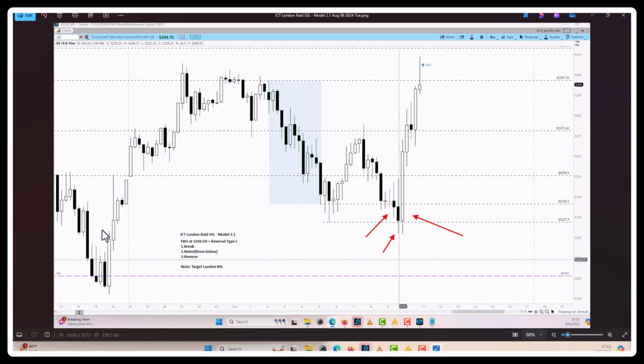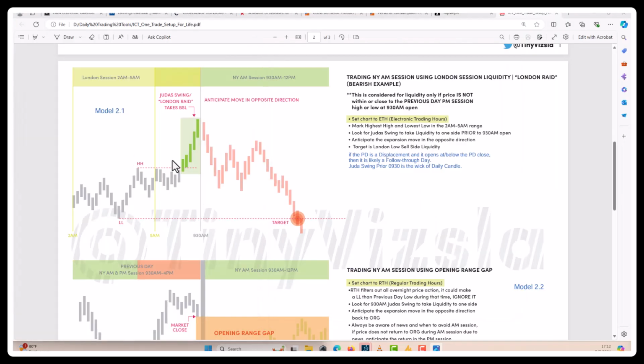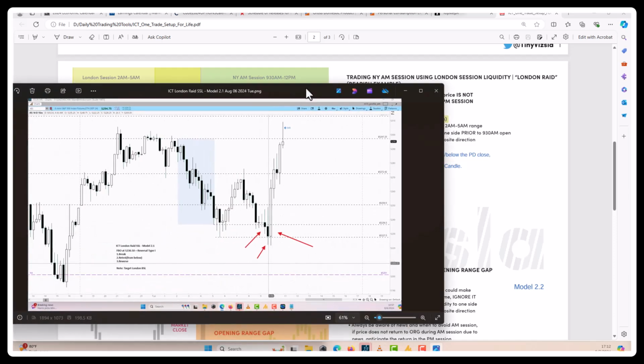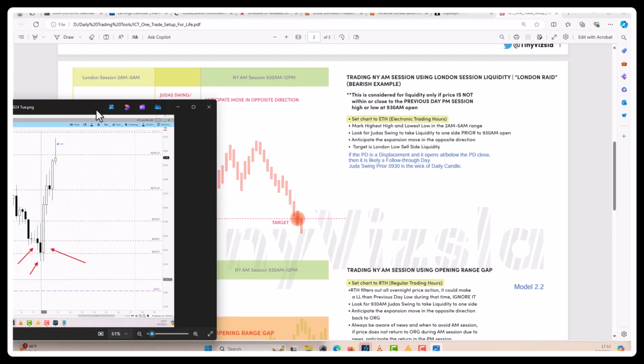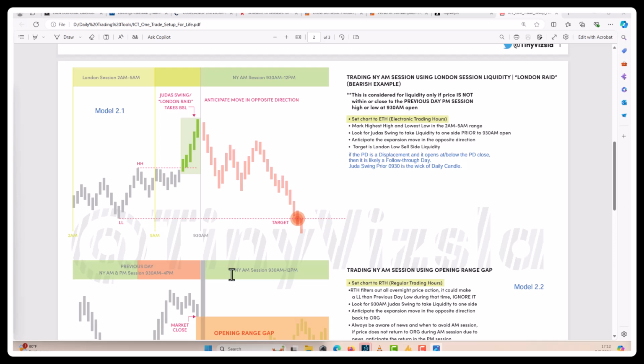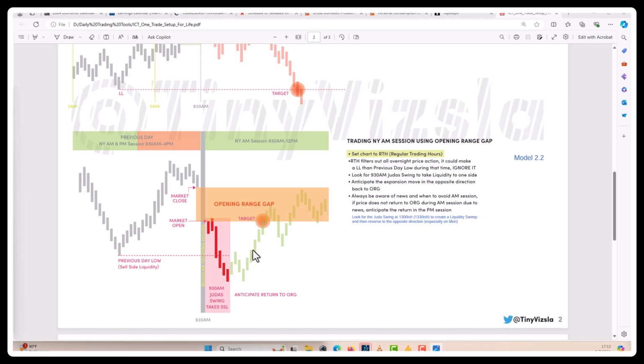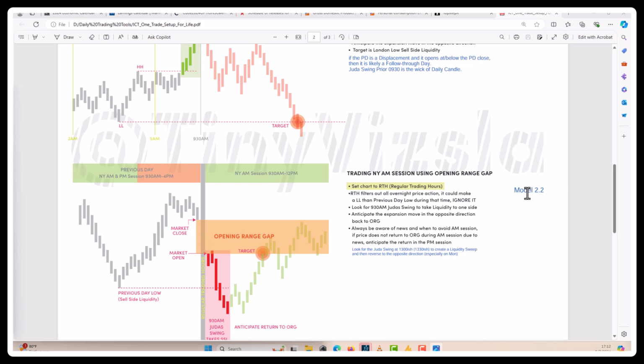That's ICT right there, and it played out perfectly. But in this case, it's the reverse side. This is a short setup, but yesterday we had a long setup, so it's just the inverse of that. Very cool. And today we have a second model, so basically model 211, and today we have model 212. We call it model 212.